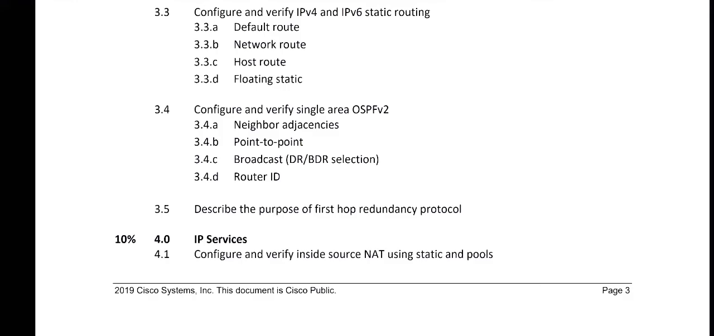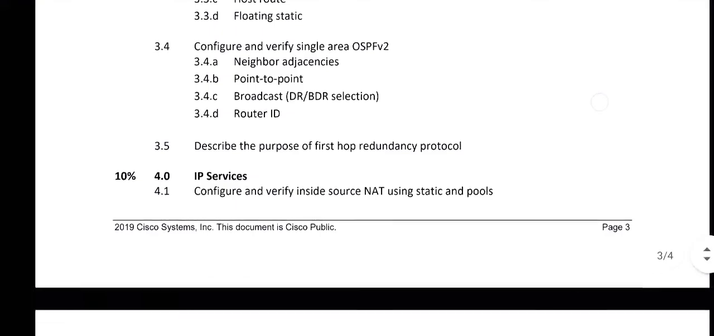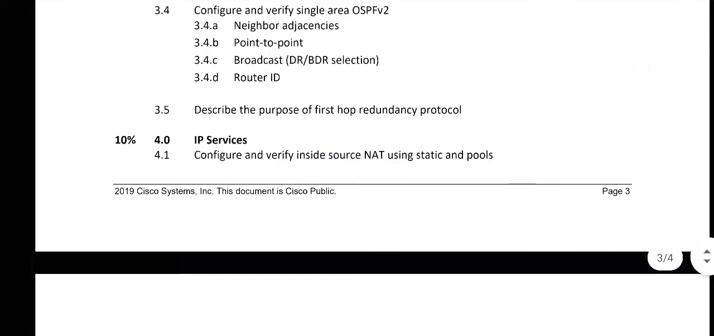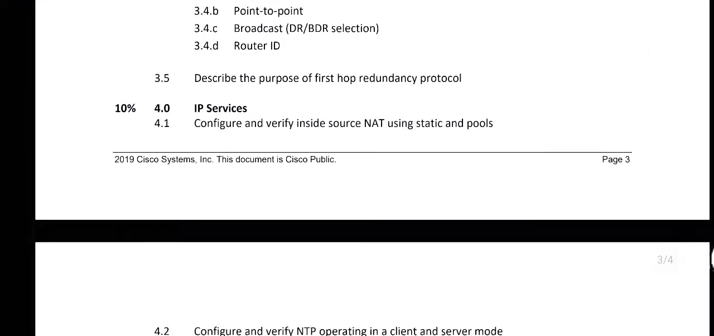And otherwise, the loopback address will be looked at. Otherwise, the local interface will be looked at and chosen as the router ID. And there's a DR, designated router, and backup designated router for broadcast. And describe the purpose. Just describe the purpose of the first hop redundancy protocol, HSRP, FHRP.